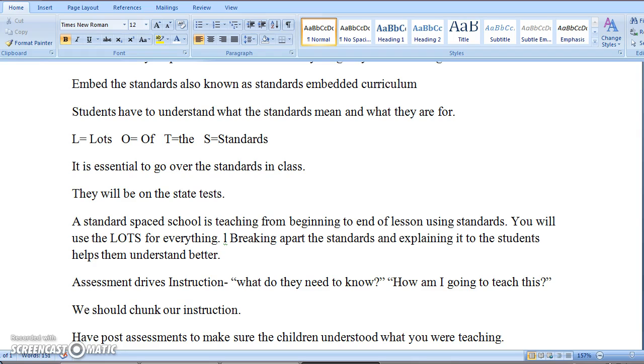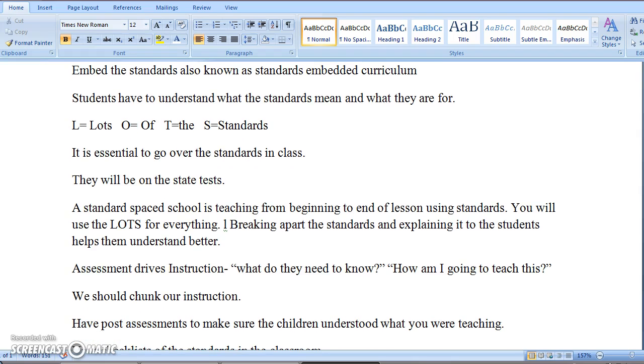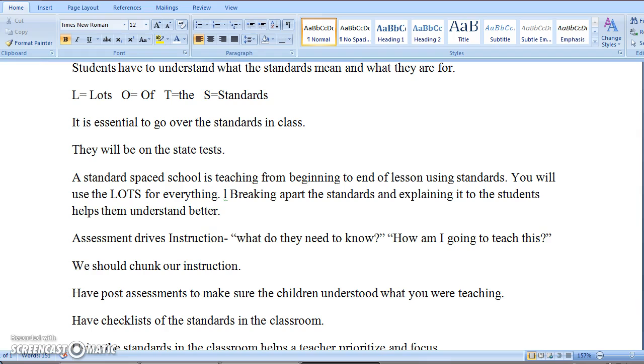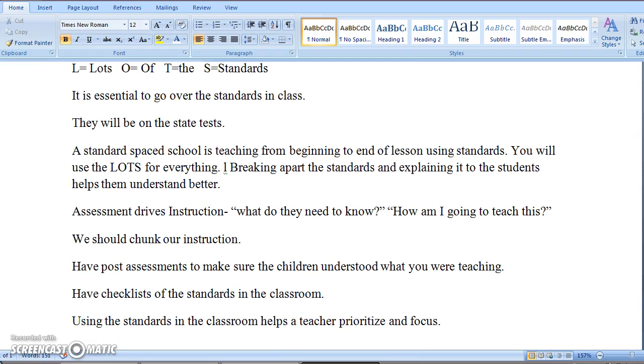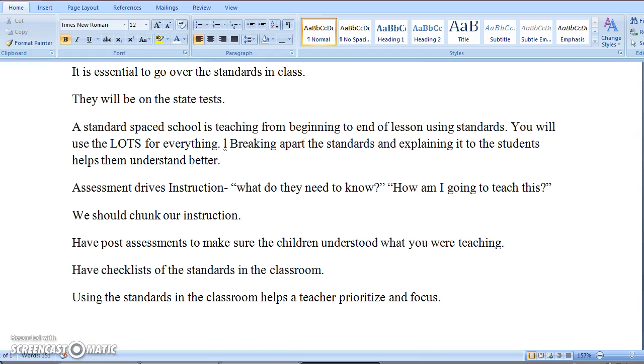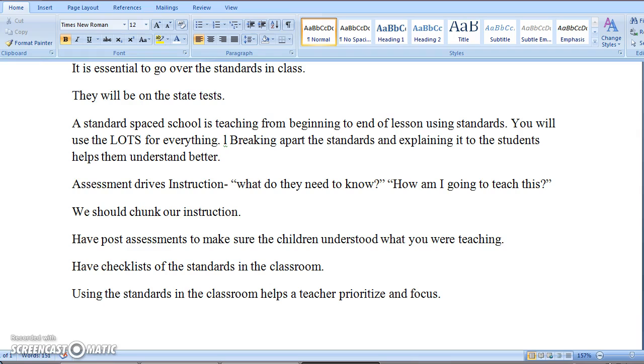It is essential to go over the standards in class every day. That helps, I guess, drill it in the students' brains. It will be on the state test, so that also helps with that. A standards-based school is teaching from beginning to end of a lesson using the standards. You'll use the language of the standards for everything.